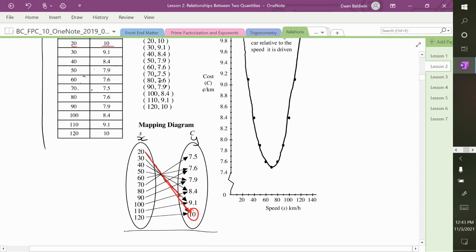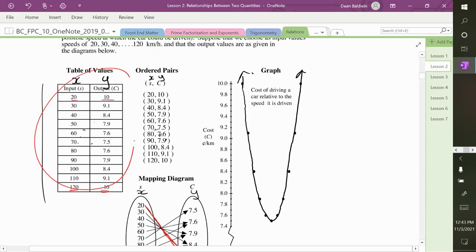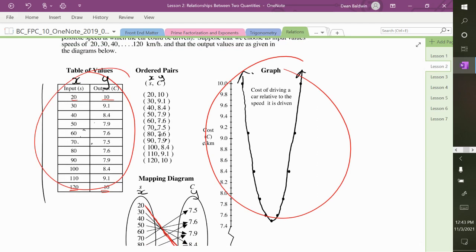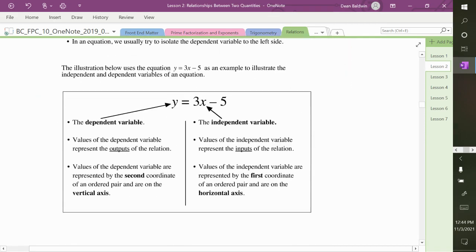But 120 also has a value of 10, so you have an arrow from 120 to 10. It's just another way of representing the data. I think it looks more confusing than anything else, but it's there. Okay, we're not going to use it that often. We're going to focus on the table of values and graphs. Okay, that's all I need to say about that page. Going once, going twice. Ready? All right.